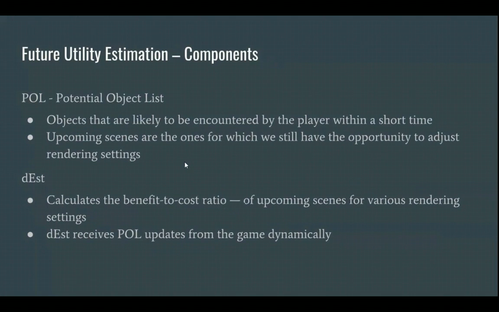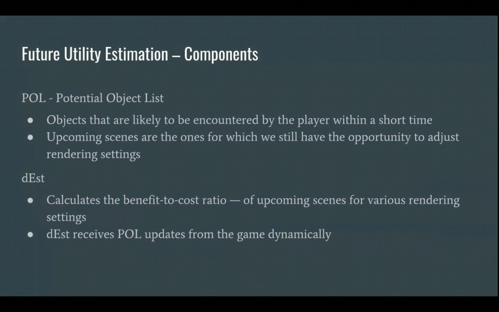Okay, the next function is utility estimation. The first component in utility estimation is TOL, which is the potential objects list. As the name suggests, this is the list of objects that are likely to be encountered by the player within a short span of time. This list can be used to alter the rendering settings of future scenes. The next one is DEST. DEST is the central component of utility estimation. DEST estimates the cost-to-benefit ratio of upcoming scenes given different rendering settings.